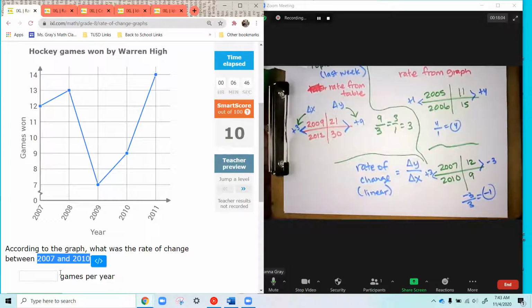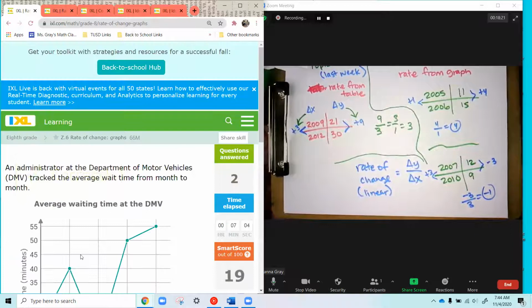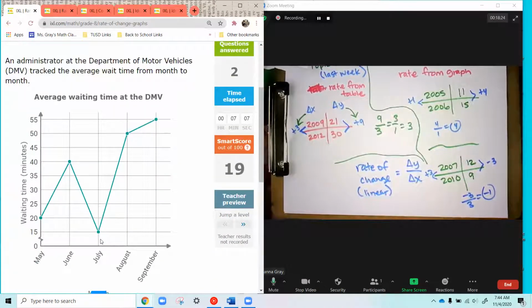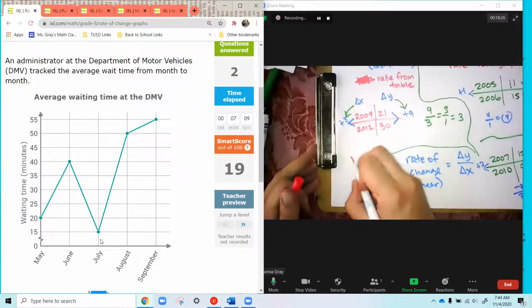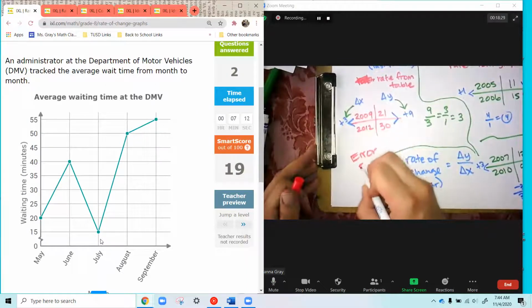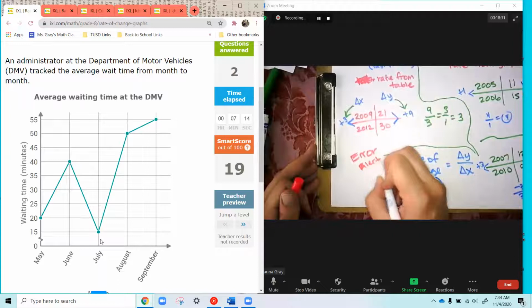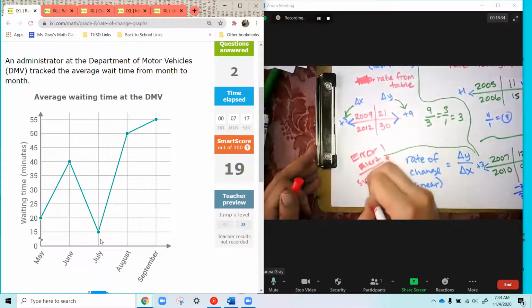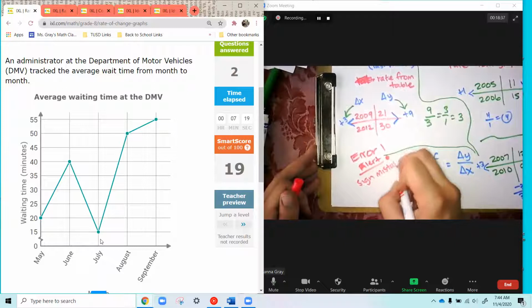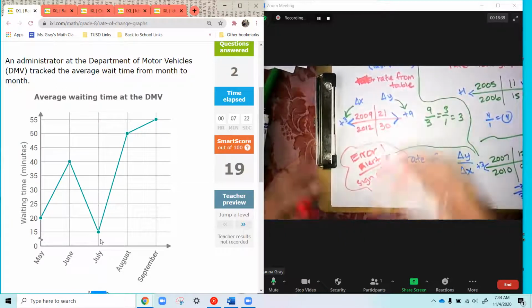So basically, according to the graph, the rate of change is it's going down 1 game per year, which I can't put positive, so be very careful. If you put 1 game per year, it's going to count it as a positive, a plus game per year. So since we want to do negative, we have to put a negative sign to show that it's going down 1 game per year. So be careful. I would say that one of the biggest errors here is sign mistakes. Just make sure you're paying attention to things like, is it going up? Is it going down?